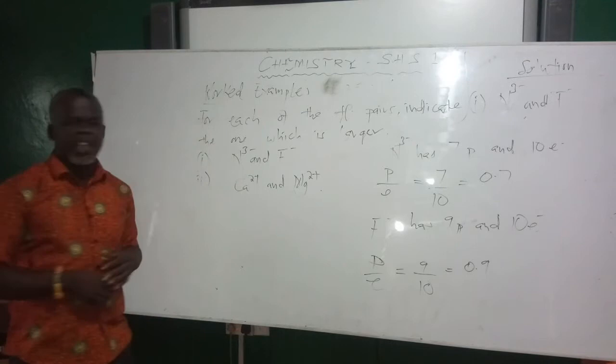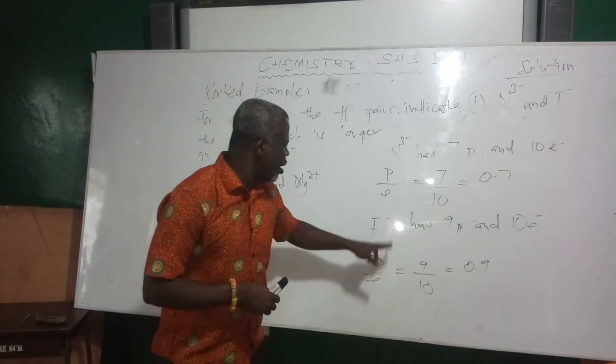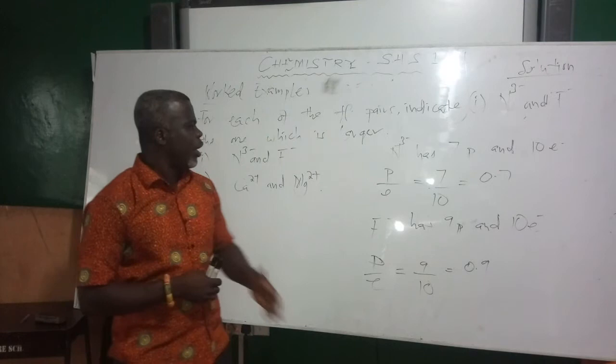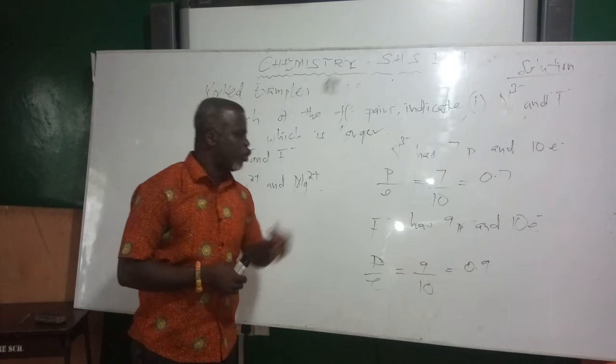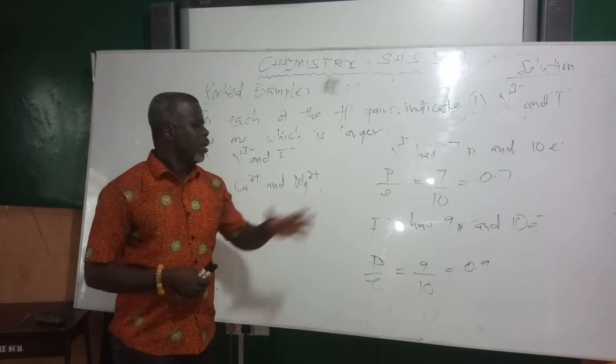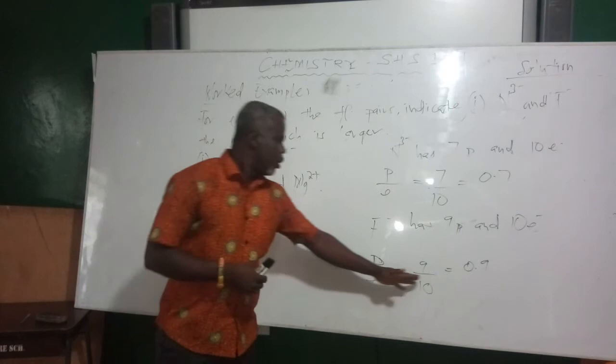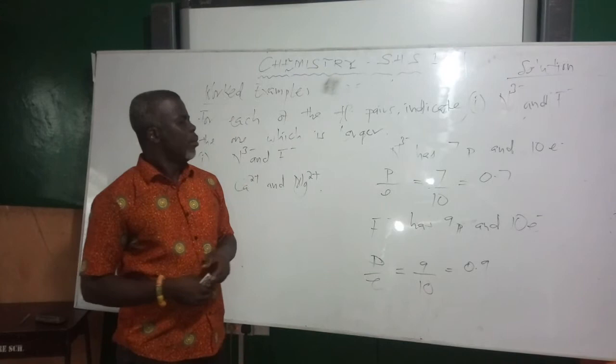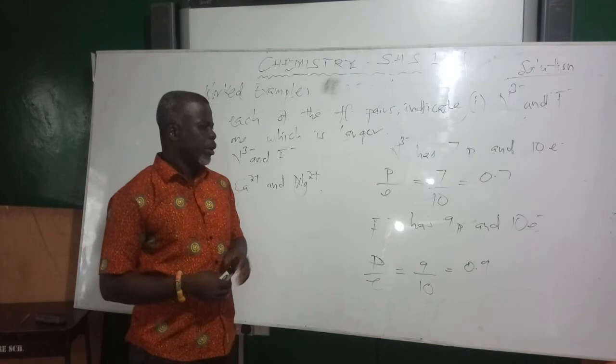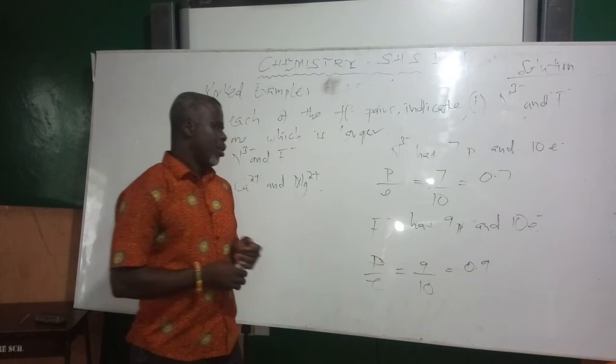So it tells you that a fluoride having a 0.9 ratio, which is larger than 0.7 for the nitride, will be smaller in terms of size than the nitride ion, because the proton-electron ratio of the fluoride is 0.9, being higher than 0.7. And the larger the ratio, the larger the effective nuclear charge, and the smaller the size.